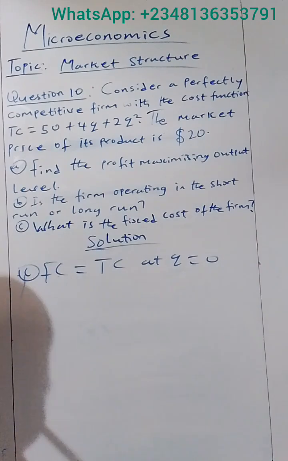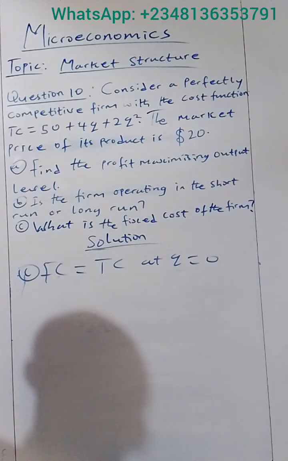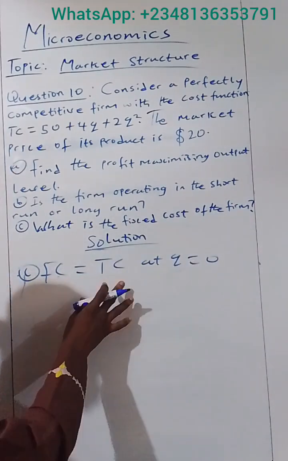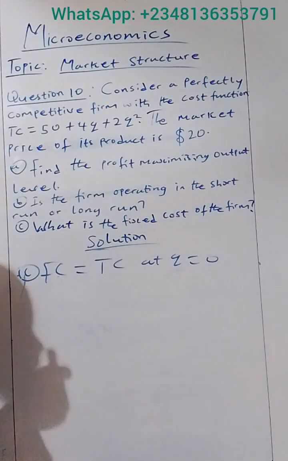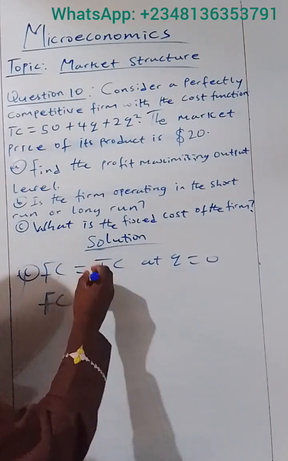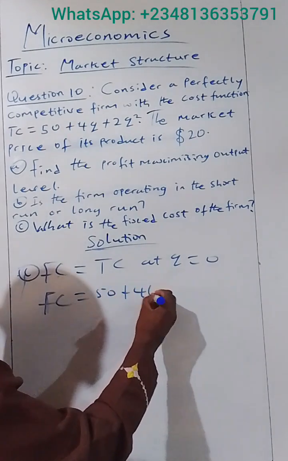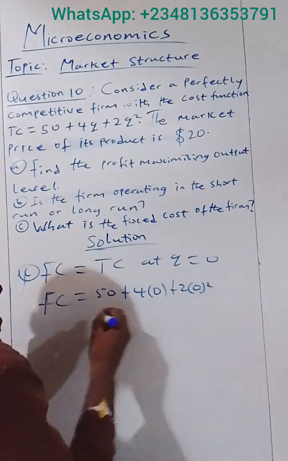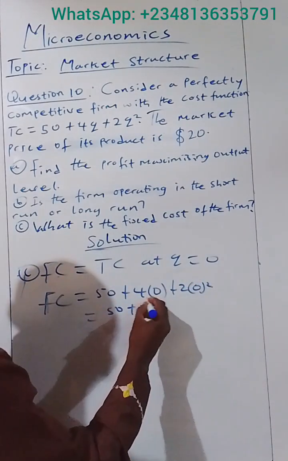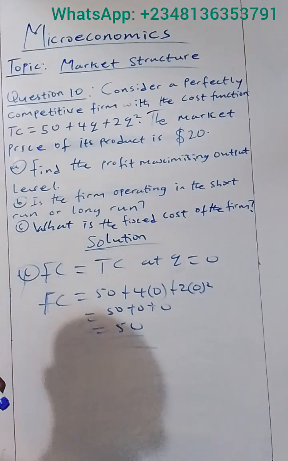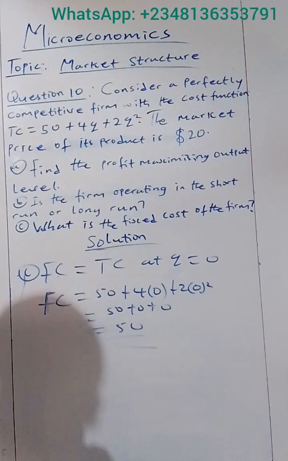So the firm is going to incur the fixed cost. We can use that knowledge to derive the fixed cost. Let's see what the cost of the firm will be when the firm produces 0 units of output. In other words, our FC, that's fixed cost, will be equal to 50 plus 4, we plug in 0 wherever we see Q, plus 2 times 0 squared. This will be 50 plus 0, which is equal to 50. Therefore, the fixed cost of the firm is equal to $50.